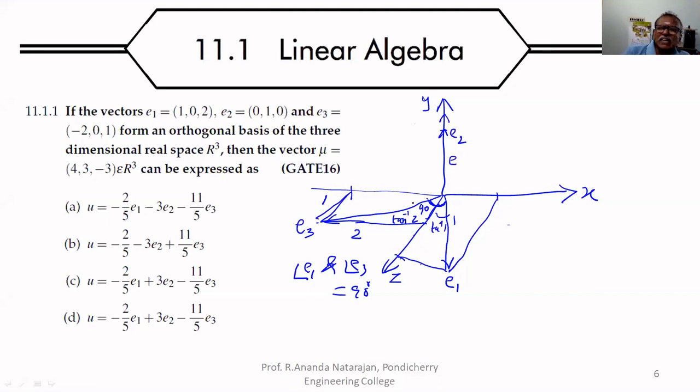Here it is not unity, but let us assume unity. This length is -2. So by using this basis, a vector is represented as U equal to 4, 3, -3. This is represented in conventional x, y, z. If you represent it in E1, E2, E3, what is the vector? He's asking that; we have to find that. Now let us find that.